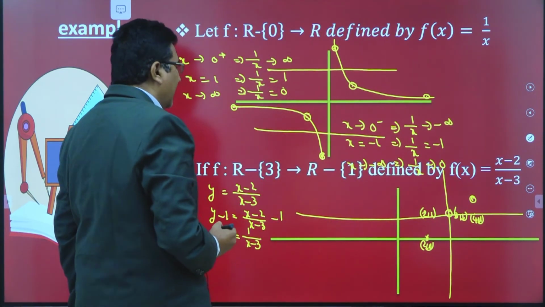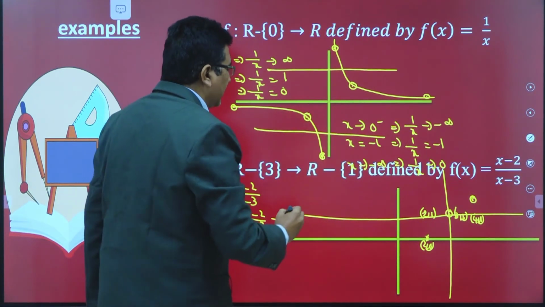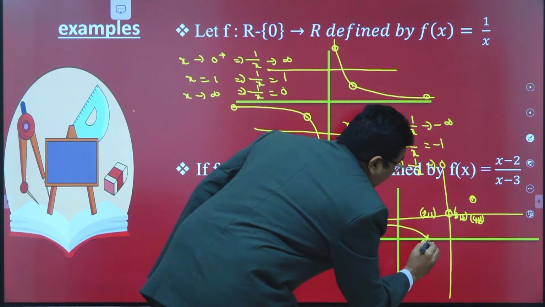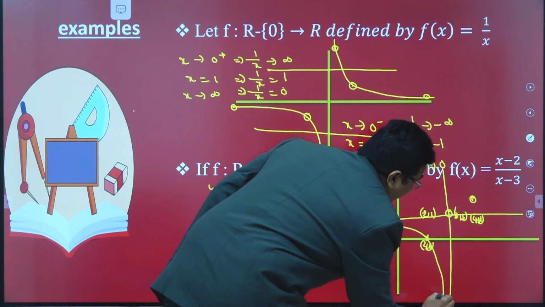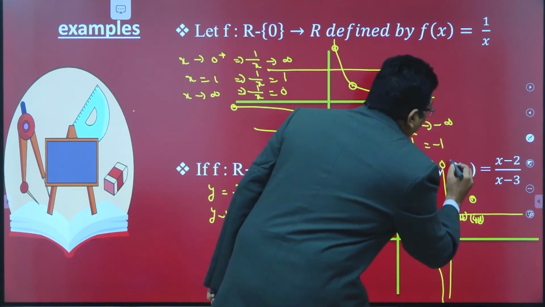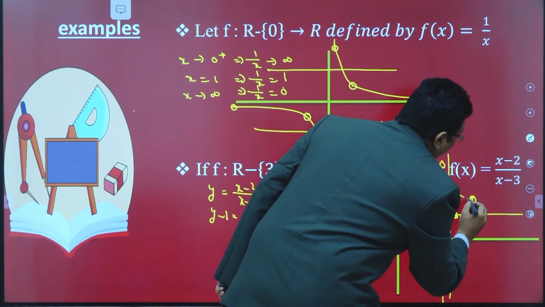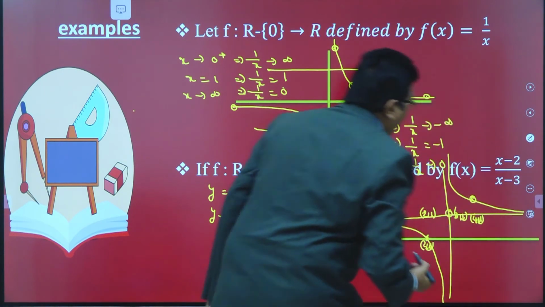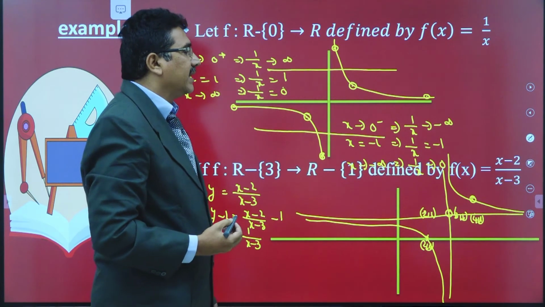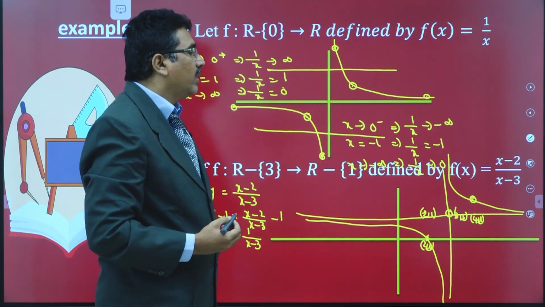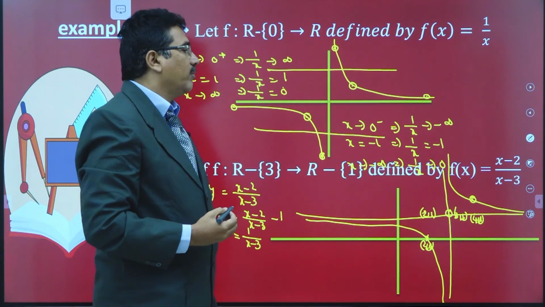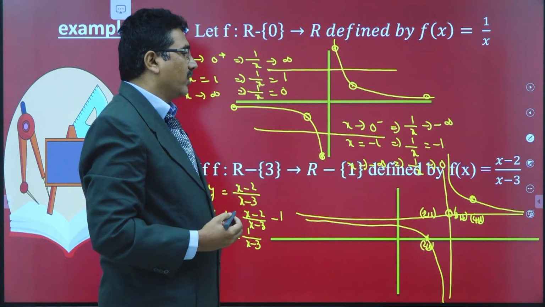Now the graph of this function is the same as the graph of the function 1 by x, shifted. This is the graph of the function f of x is equal to x minus 2 by x minus 3. Clearly, this function is also a bijective function.